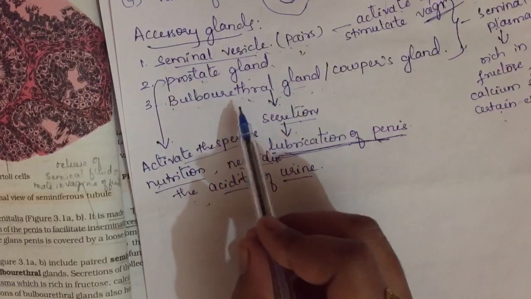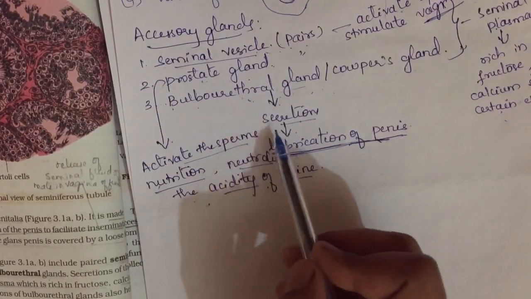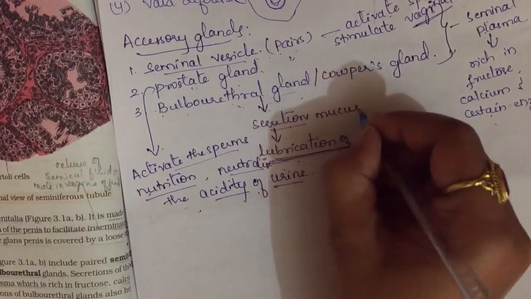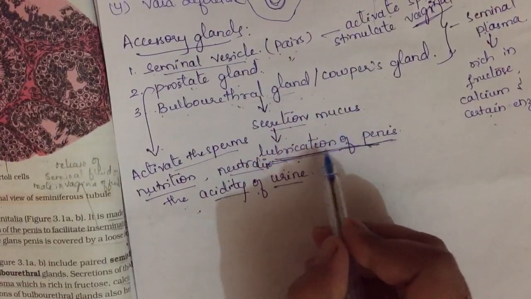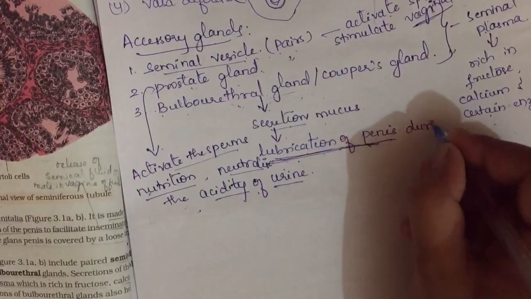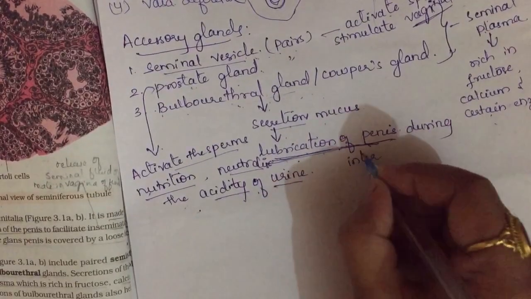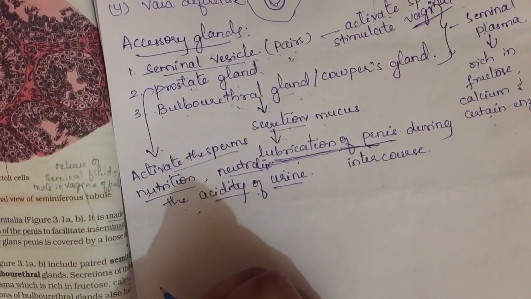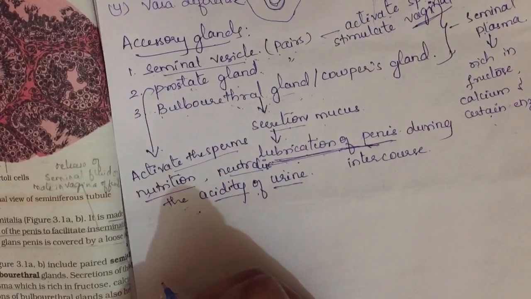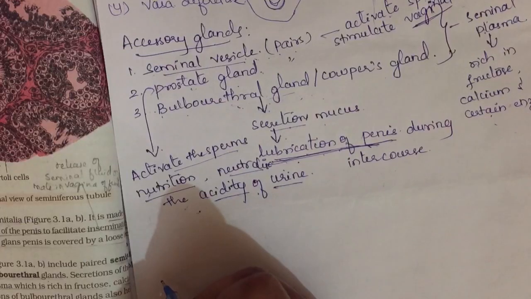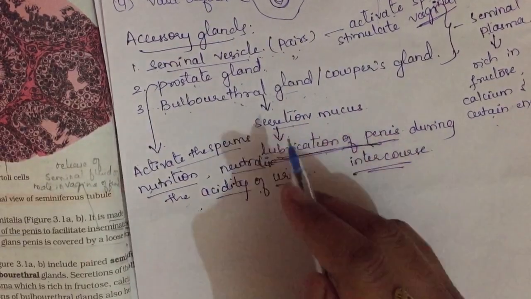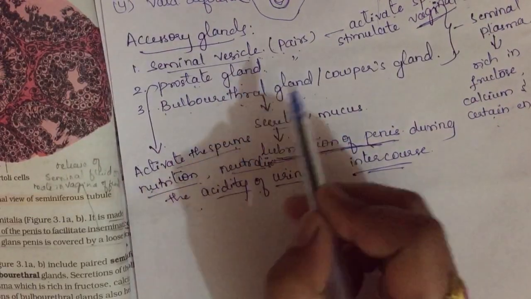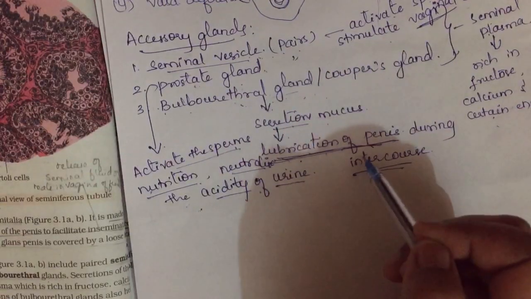The bulbourethral gland, as we said earlier, secretes a mucus. That mucus is helpful for lubrication of the penis during intercourse. Now what is intercourse? It is nothing but mating. During intercourse the male releases its semen or its gametes into the female reproductive part. That is why we call it intercourse. So these are the three glands which are helpful for activating the sperms, providing nutrition, stimulating vaginal contraction and lubricating the penis.